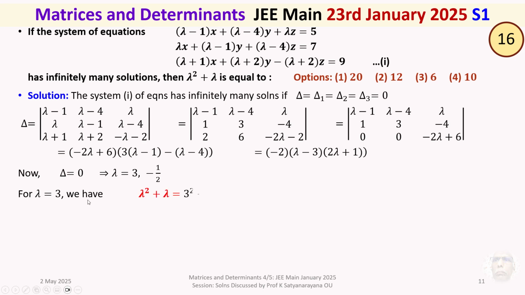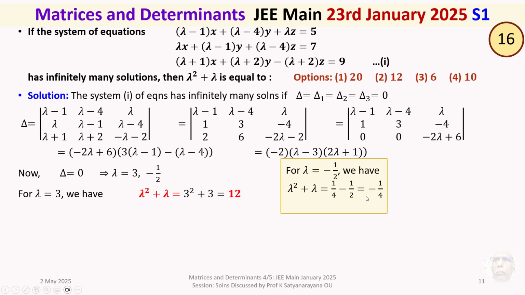Now for lambda is equal to 3, we have lambda square plus lambda is equal to 12. If I take lambda is equal to minus 1 by 2, compute lambda square plus lambda, then I will get my answer minus 1 by 4, which is not there in the options. Therefore, my answer is lambda square plus lambda is equal to 12. The answer is option 2. You can stop here. This is how you can save the time.